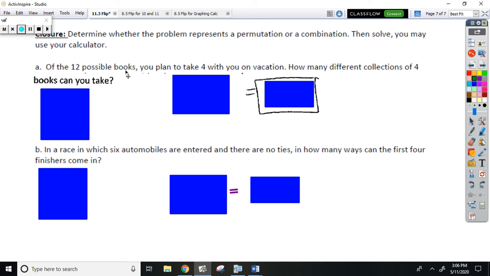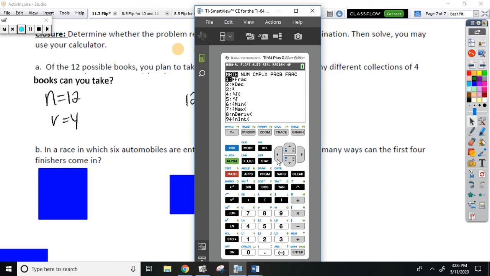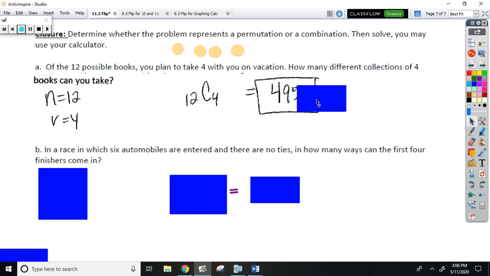So of the 12 books possible, you plan to take 4 with you on vacation. How many different collections of 4 books can you take? So we have 12 books, we're picking 4 of them, all 4 of them are going on vacation. So does the order matter? No. When we pick the 4 books, we're taking all those in our suitcase, so it doesn't matter which order we pick them, all 4 are coming. The first book doesn't get anything different than the 4th book we pick. So we'll have 12C4 because the order does not matter. 12C4 gets me 495.